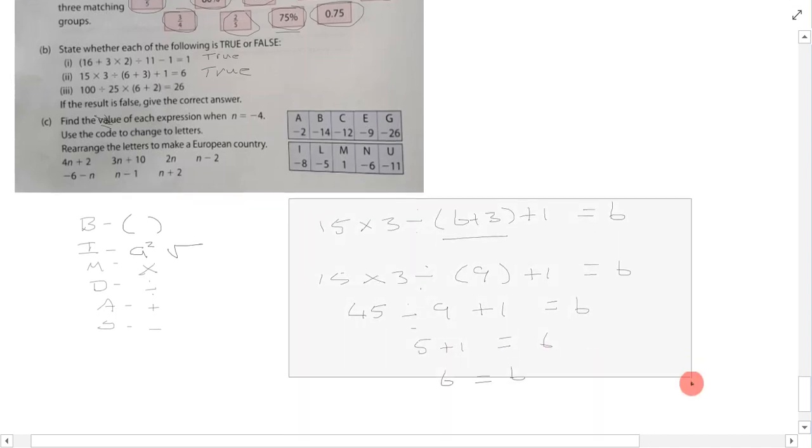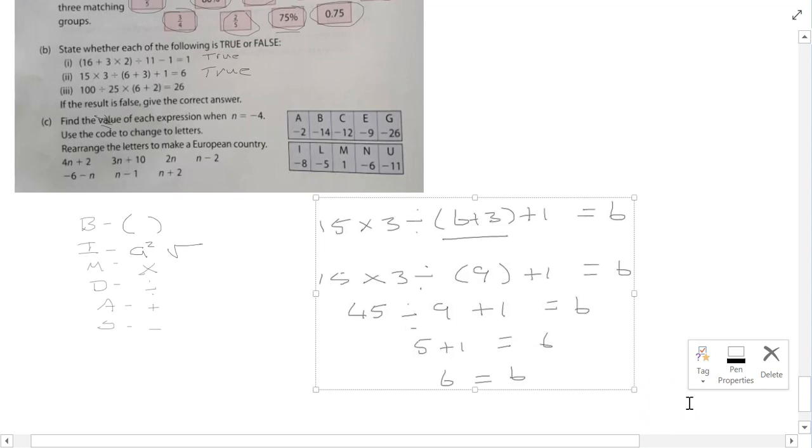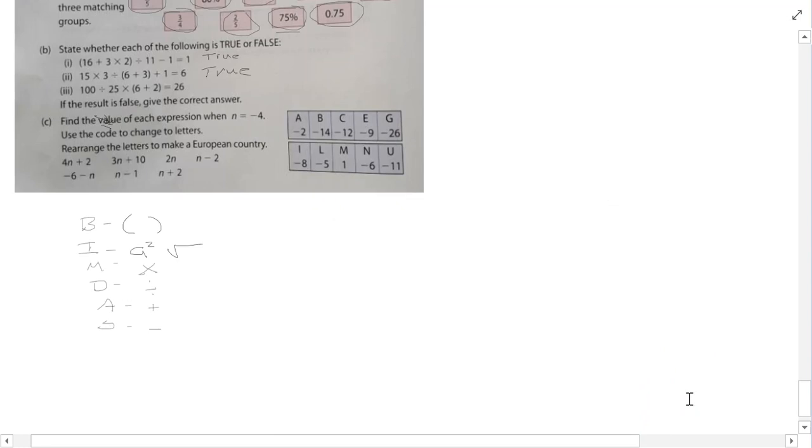Let's delete that and move on to the next one. So the next one is 100 divided by 25 multiplied by brackets 6 plus 2 is equal to 26. Again, we follow the order of operation. We have a bracket here, so this comes first, so we add these together. 6 plus 2 is 8, so it's going to be 8 multiplied by 25 divided by 100, is equal to 26.